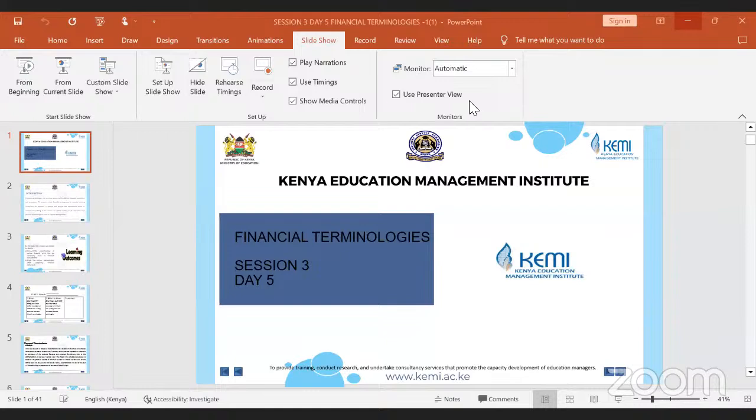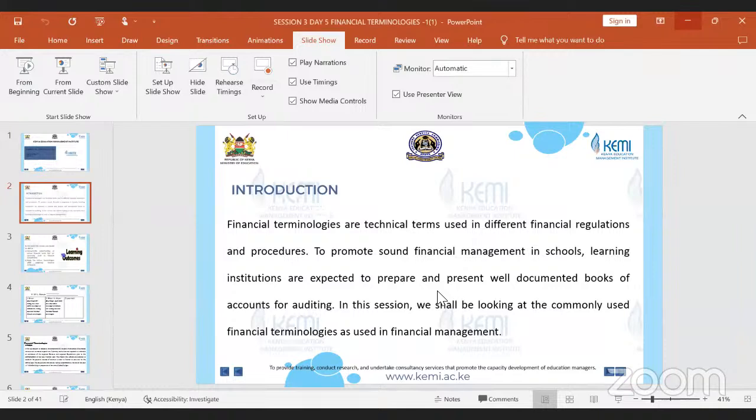To start us off, I will talk about what we are going to embark on in this session. Financial terminologies are technical terms. These are the terms that are used in different financial regulations and procedures that you will be coming across in schools. And this is to promote sound financial management in schools and even learning institutions. To be able to promote sound financial management in schools and learning institutions, you are expected to prepare and also to present well-documented books of accounts for auditing.